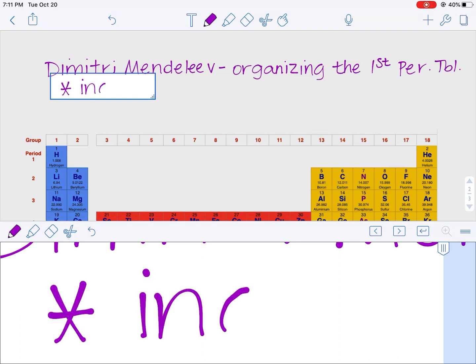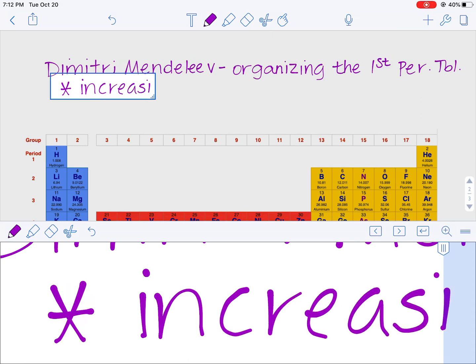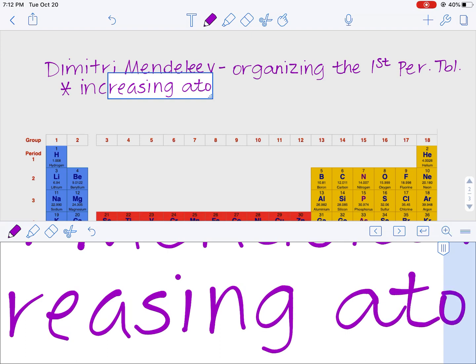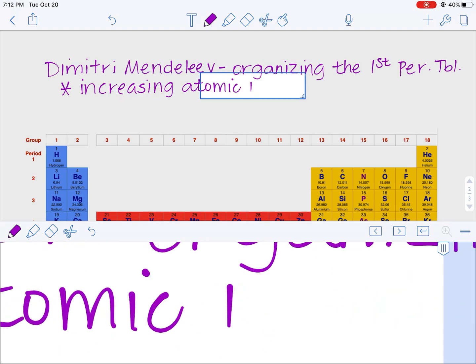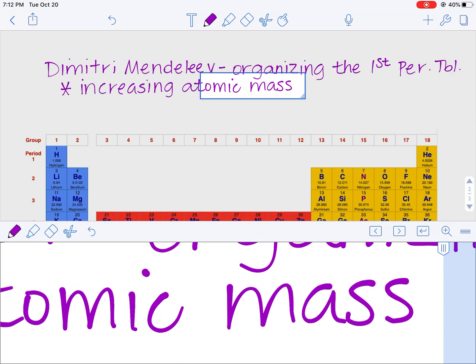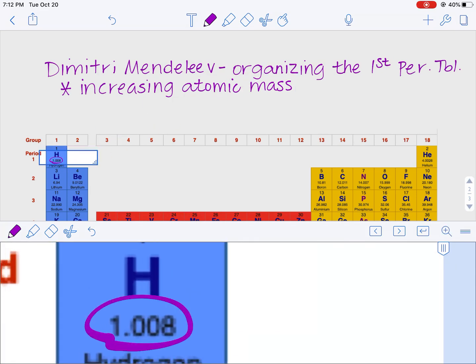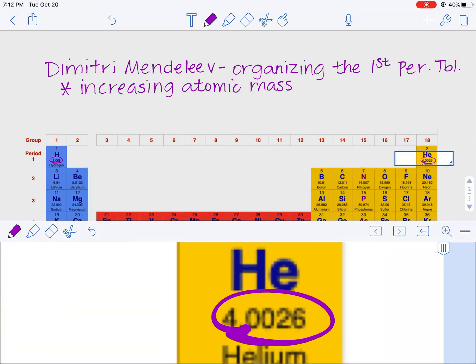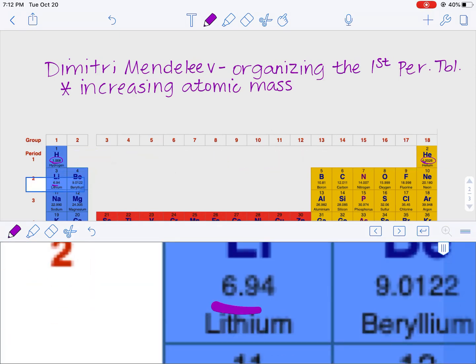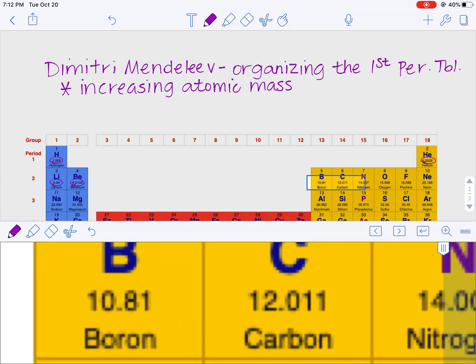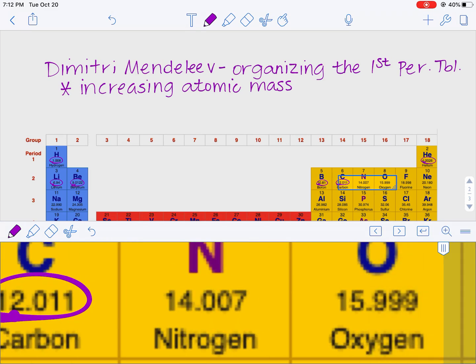He said that if we organize them by increasing atomic mass, that it would make sense and be predictable. So let's look at that. Hydrogen has a mass of 1. I'm rounding to whole numbers to make this go somewhat fast. Helium is 4. Yes, that's increasing. Lithium is 7. That's bigger than 4, increasing. Beryllium, 9, getting bigger. Boron, 11.